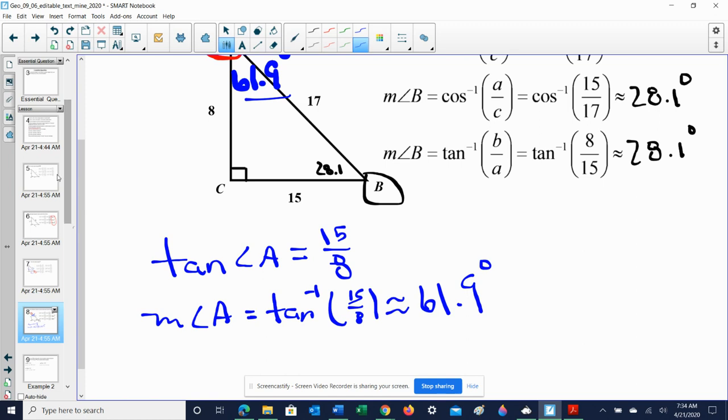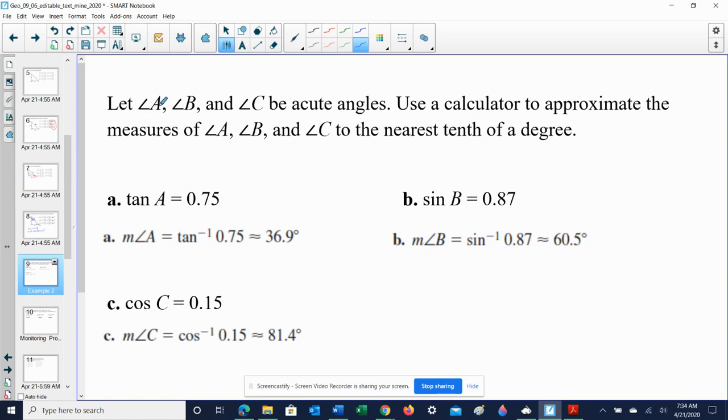So let's practice a little just with the calculator and the buttons. Let angle A, B, and C be acute angles. Use a calculator to approximate the measures of angle A, B, and C to the nearest tenth of a degree. So here I have tangent of A is equal to 0.75. Notice this time I don't have a ratio. Doesn't matter. If I have a decimal, I can always turn a fraction into a decimal by actually dividing. So to find angle A, we use second tan 0.75, and I get approximately 36.9 degrees, right? Let's verify that on the calculator.